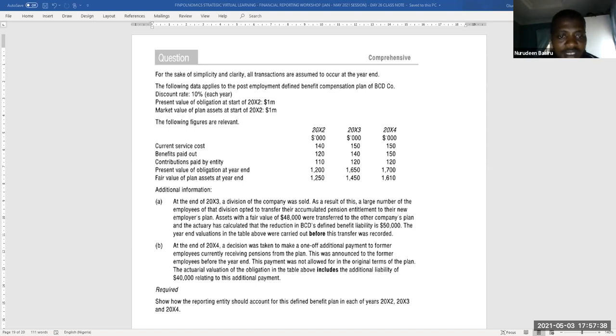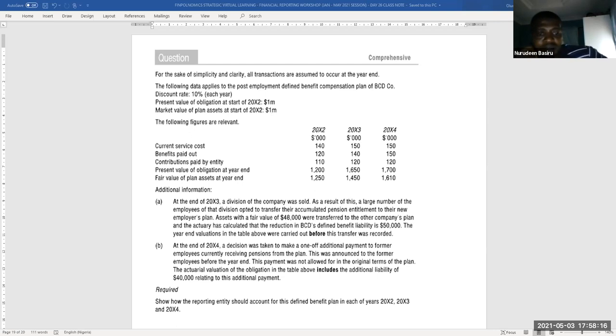B, at the end of the 20X4, a decision was taken to make a one-off additional payment to former employees currently receiving pensions from the plan. This was announced to the former employees before the year end. This payment was not allowed for in the original terms of the plan. The actuarial valuation of the obligation in the table above includes the additional liability of $40,000 relating to these additional payments required.